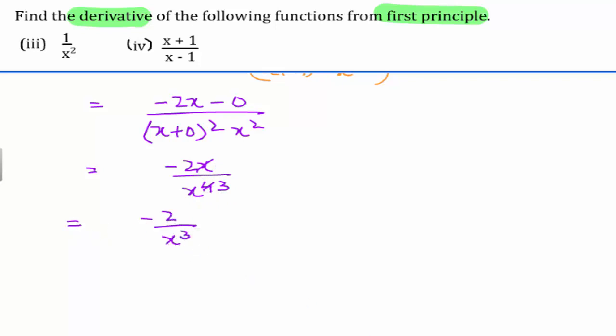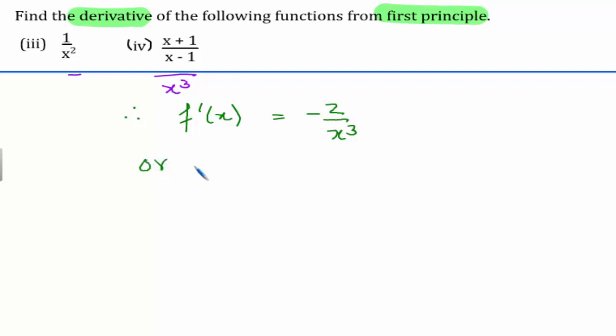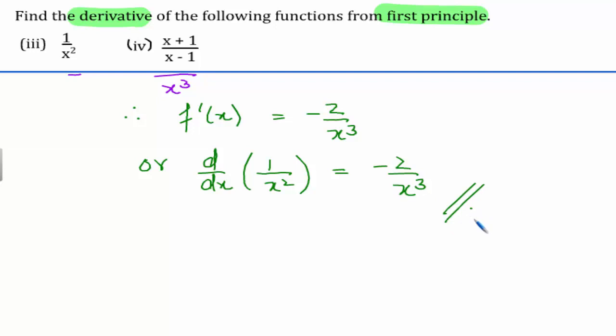Therefore, f dash x is equal to minus 2 divided by x cube, or we have derivative of the given function is equal to minus 2 upon x cube. This completes the solution. Now let us proceed on to the fourth part. In the fourth part we have to find the derivative of (x plus 1) divided by (x minus 1). So first let us define the given function by f(x).